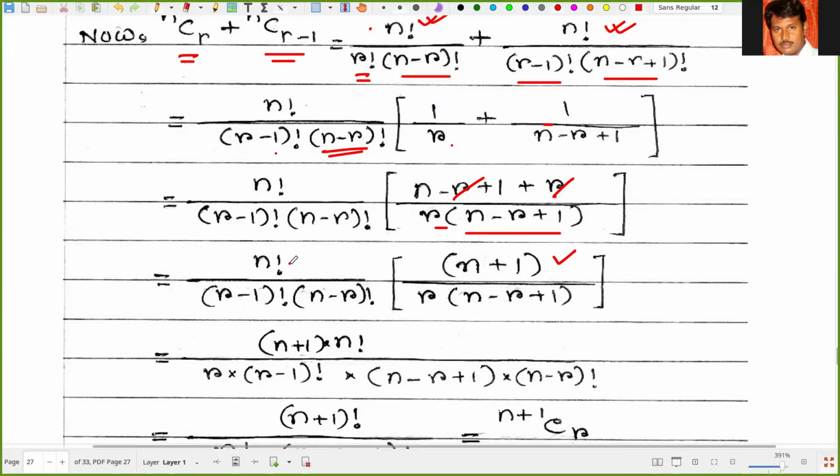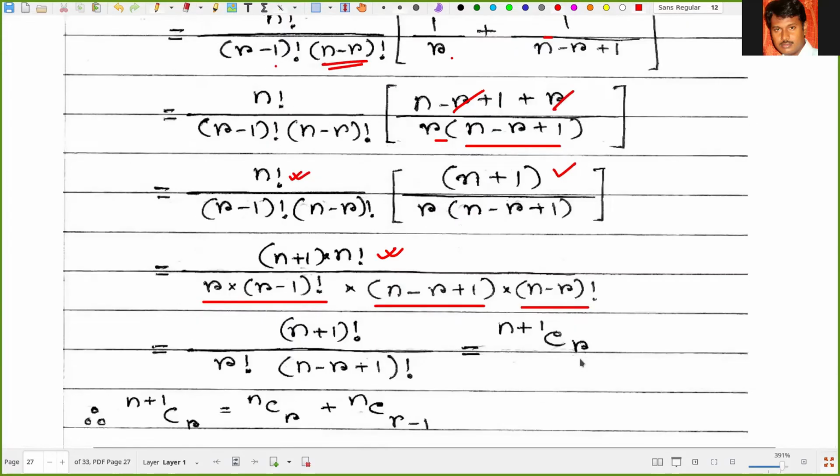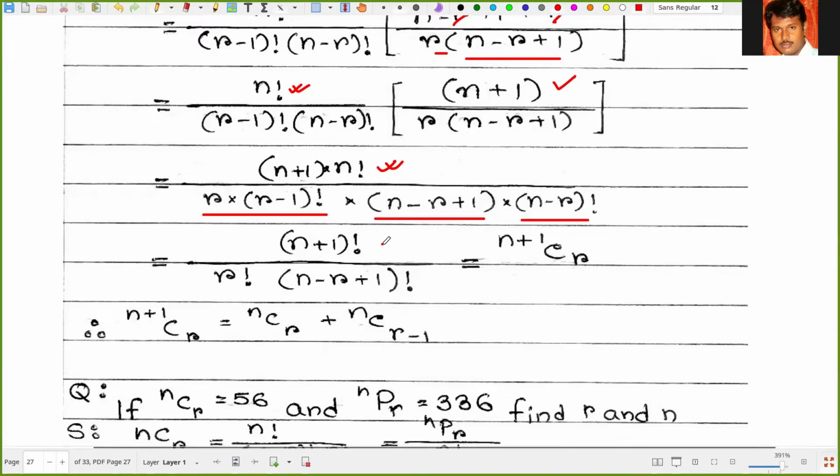So the numerator is (n plus 1) into n factorial, and the denominator is r into (r minus 1) factorial, and (n minus r plus 1) into (n minus r) factorial. So the numerator is now (n plus 1) factorial, r into (r minus 1) factorial means r factorial, and that one is becoming (n minus r plus 1) factorial. So that is (n plus 1)Cr. So we can say (n plus 1)Cr is equal to nCr plus nC(r minus 1).